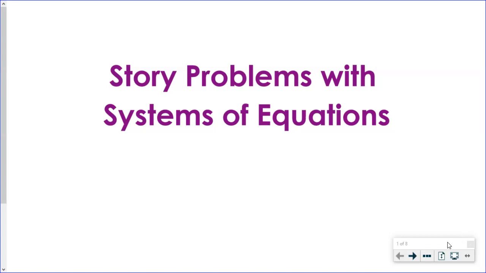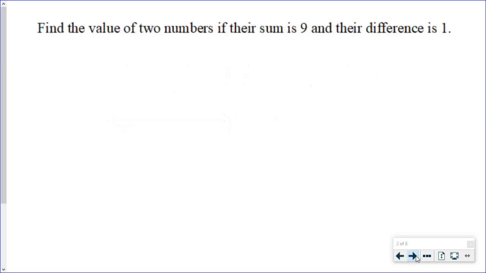So today we are doing story problems or word problems, but we're still doing those systems of equations, meaning two equations or more with two or more variables. So we're going to start with a question as easy as the value of two numbers. Find the value of two numbers if their sum is 9. And remember, sum means add, and their difference, which means subtract, is 1.